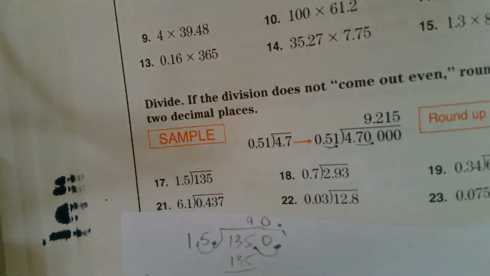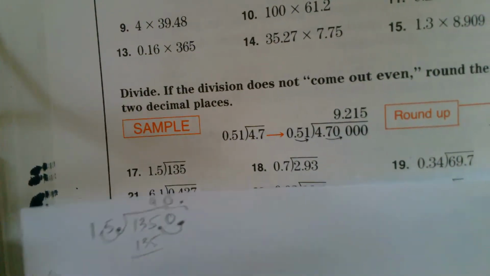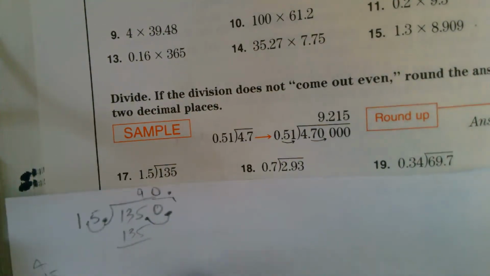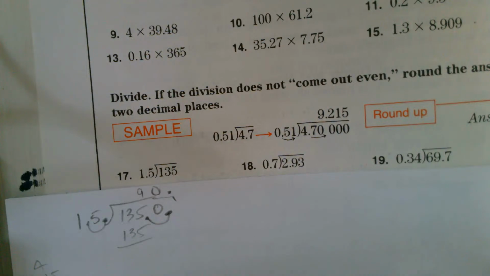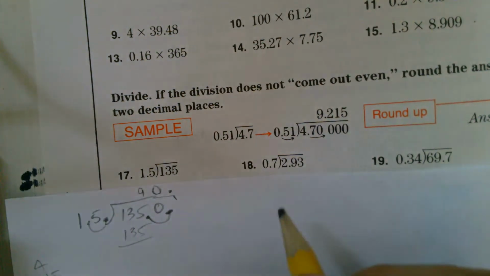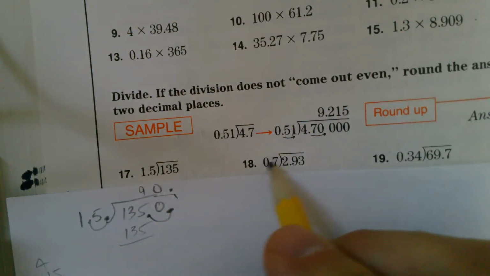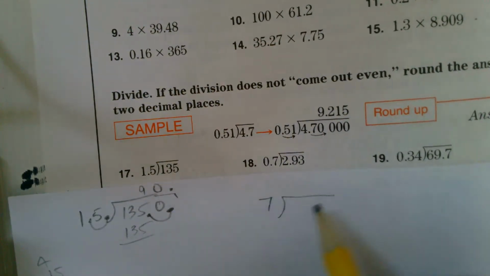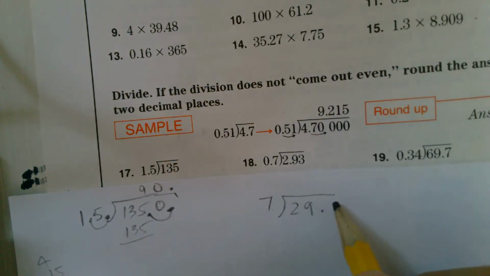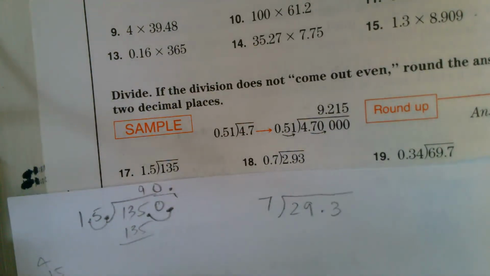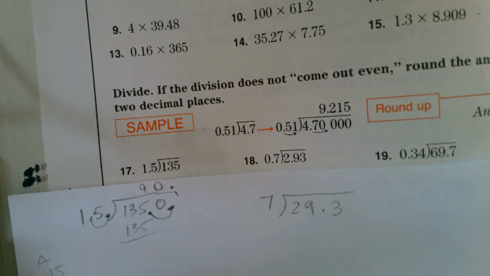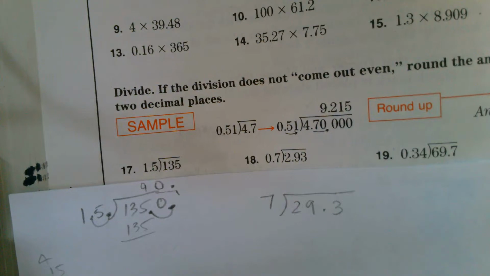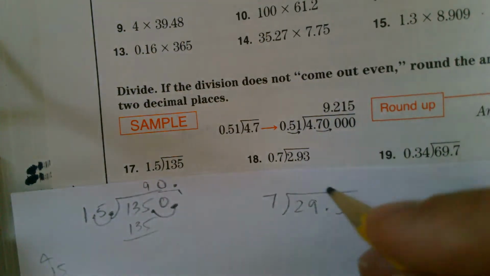Can we try one more? Yeah, let's do another one. Let's do 18. So carry the decimal over. Yep. We do 2 or just 1? Just one. This is the number where it has to be whole here. Okay. 7 can go into 29 4 times with 28.